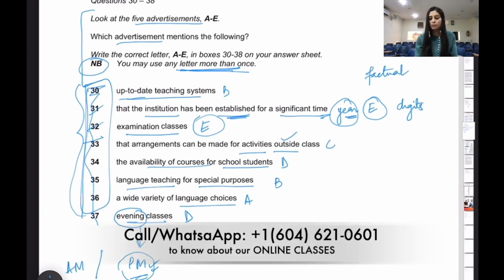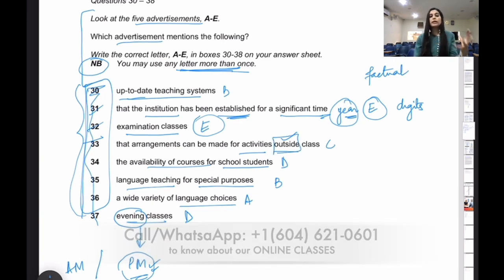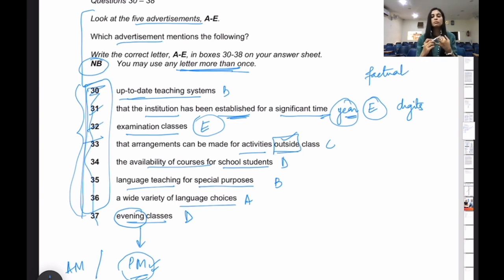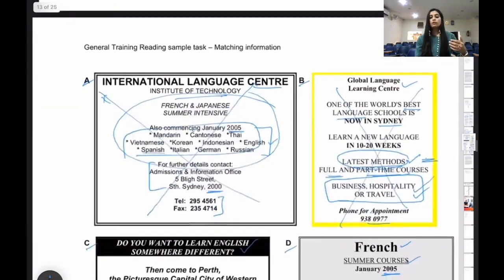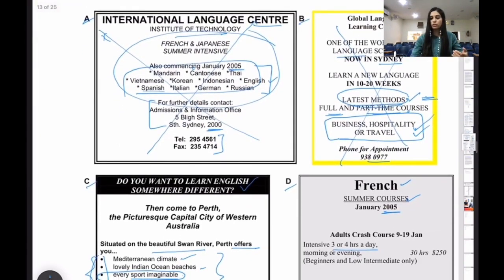Then that arrangements can be made outside class. Now the keyword here is outside class, so it could be some adventure sports, something that cannot be done inside a classroom, because here we are talking about language classes, so some extracurricular activities. So this was sports basically. The availability of course for school students, you can find words like school goers, teenagers, adolescents going to school, or the ones in the educational institutions enrolled into those, things like that. Language teaching for special purpose. What's the purpose here? The purpose was for business, hospitality, or travel, this one.